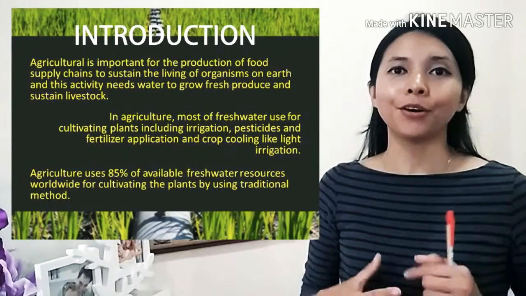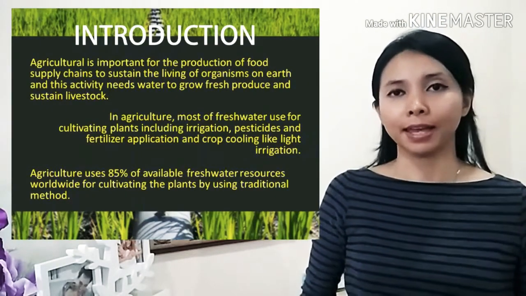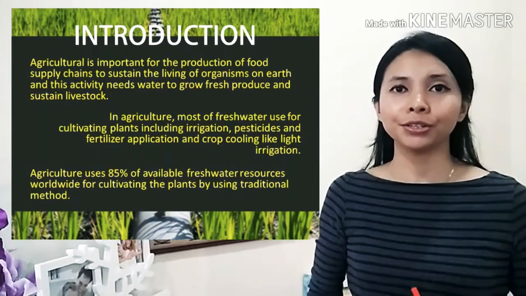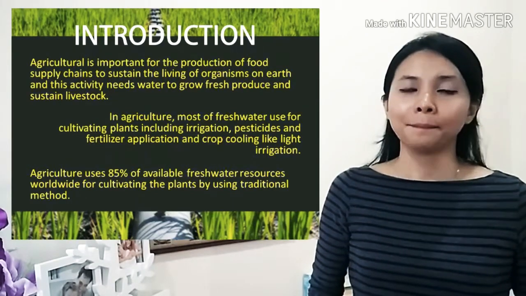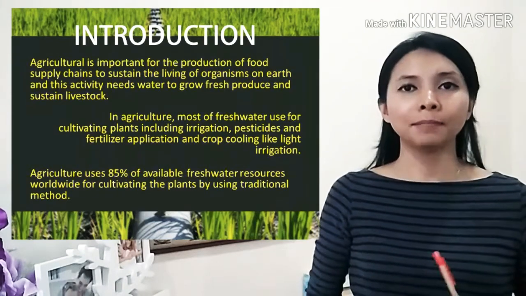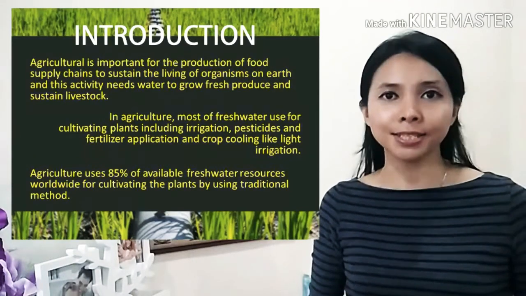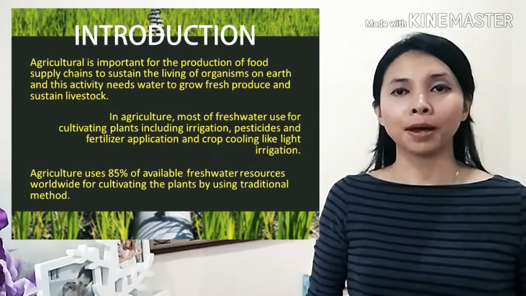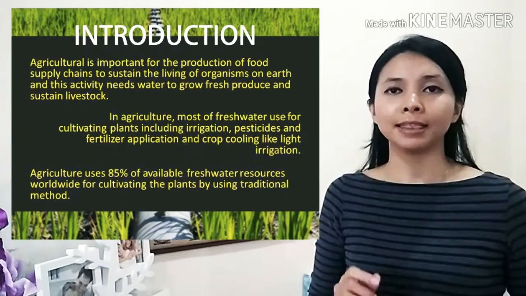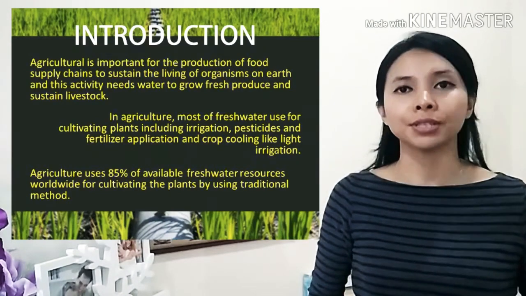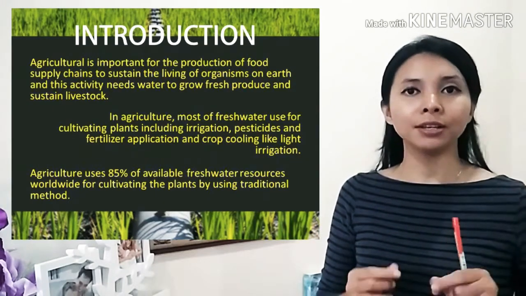Agriculture is important for the production of the food supply chain to sustain living organisms on earth, and this activity needs water to grow fresh produce and sustain livestock. In agriculture, most of the water is used for cultivating plants, such as irrigation, fertilizer and pesticide applications, and also for crop cooling purposes such as light irrigation. It uses 85% of freshwater resources worldwide just for cultivating plants using traditional irrigation.